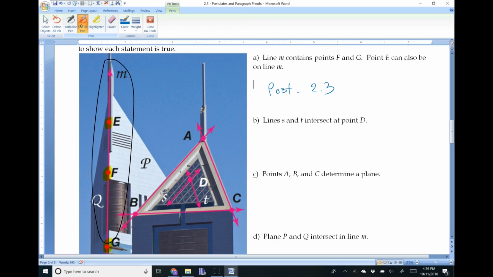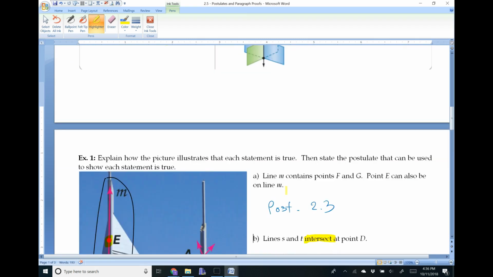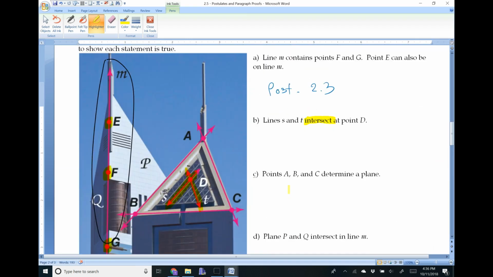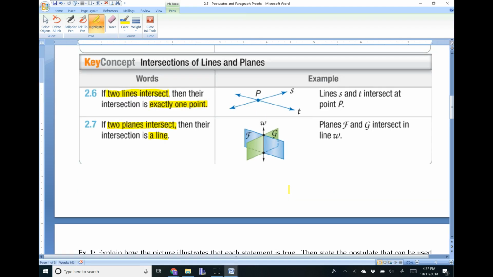Alright, next one here. Lines S and T intersect at a point. Here's line S. Here's line T. Intersect. The only words that use intersection in our postulates here were 2.6 and 2.7. Intersects. So they're talking about lines intersecting and creating exactly 1 point.